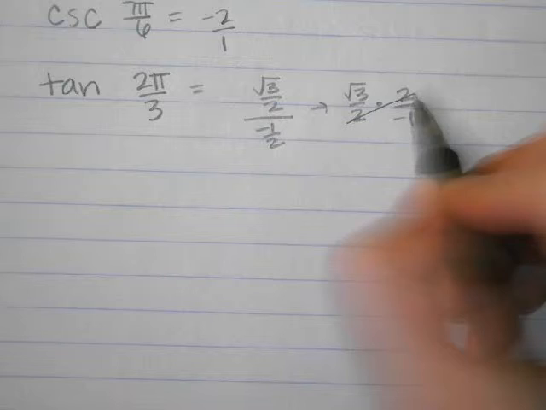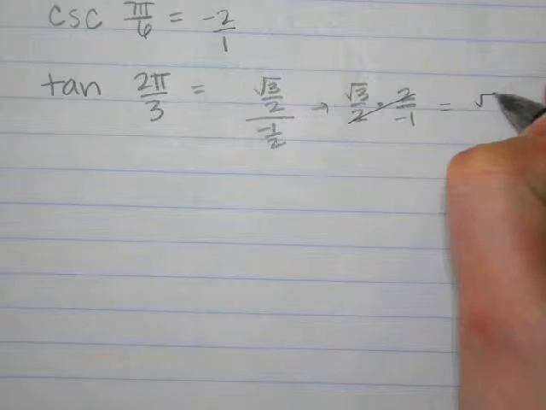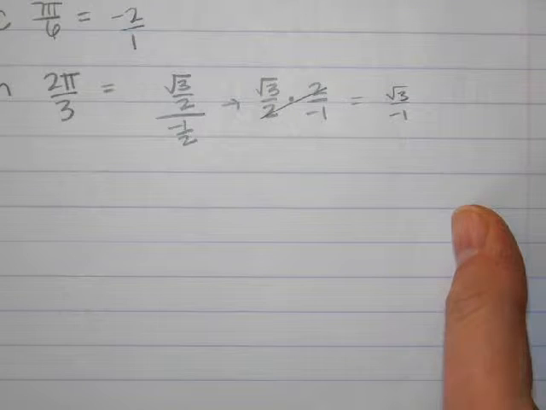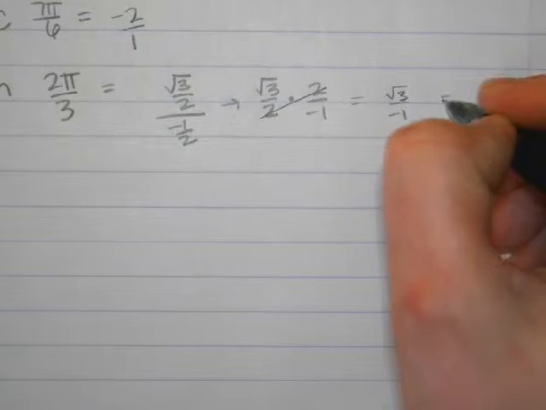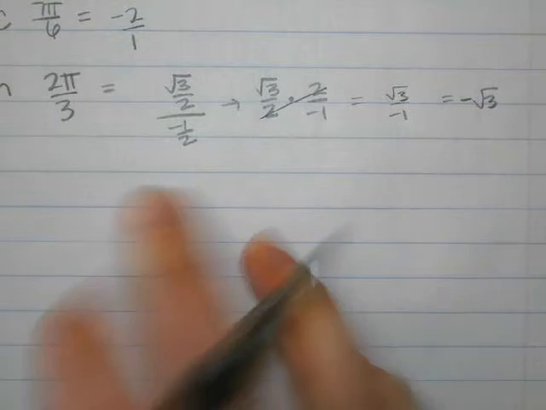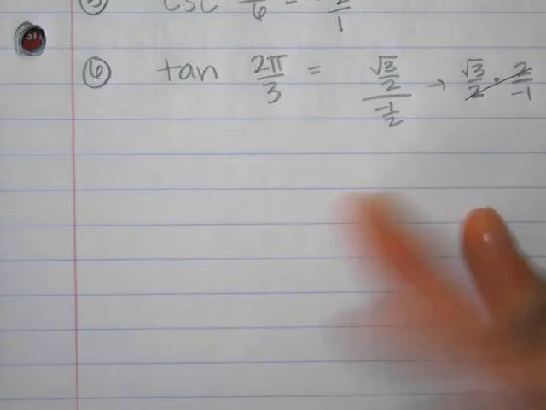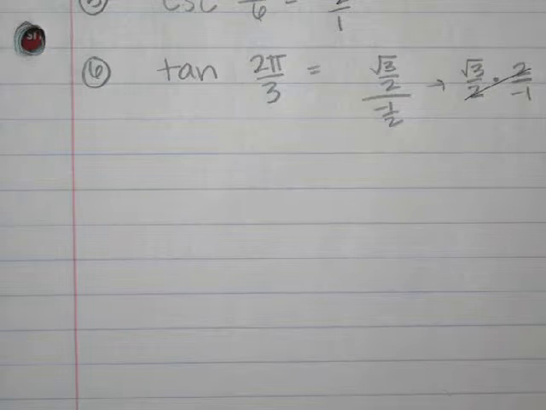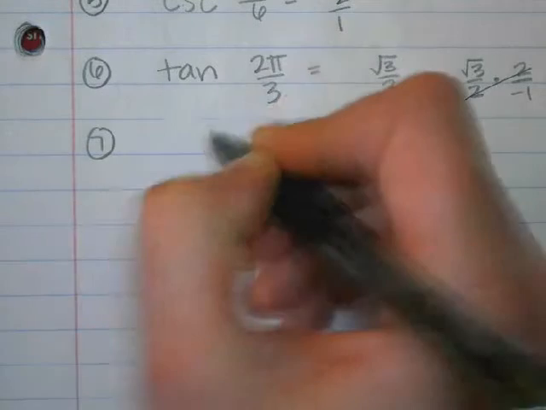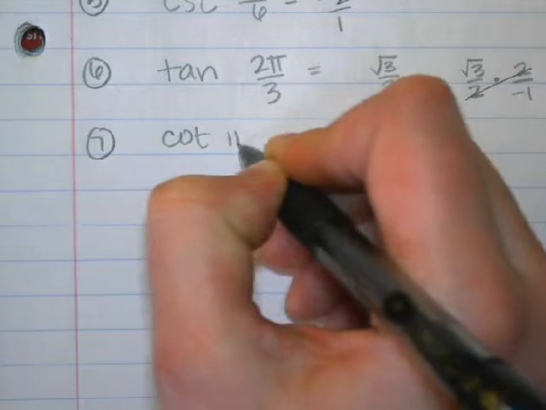The 2's cancel, and we end up getting root 3 over negative 1. And what is that actually? It's negative root 3. Okay. We can do a cotangent. All right, let's do cotangent of pi.